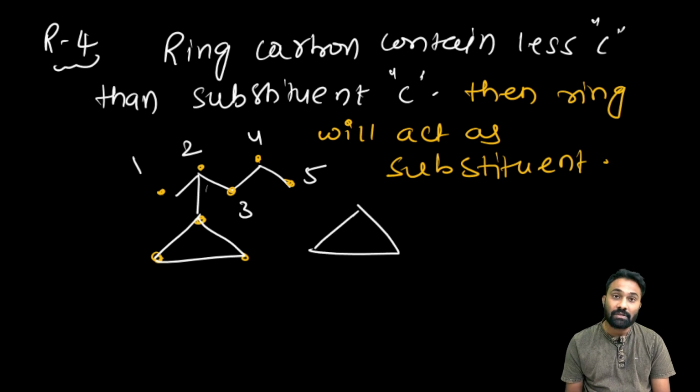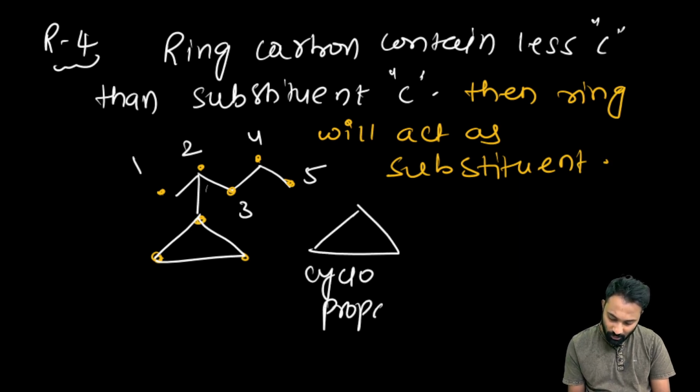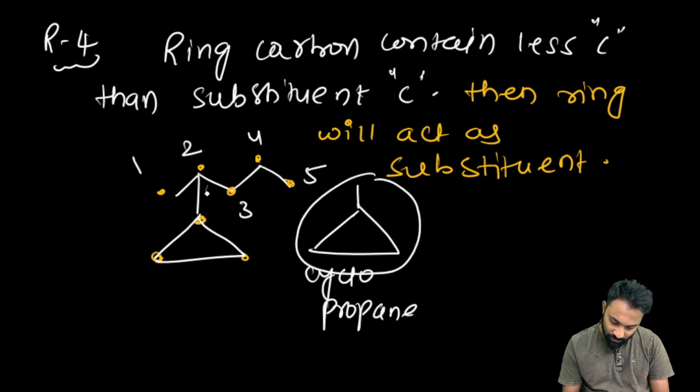Which one is this? Cyclopropane. This is cyclopropane. From this cyclopropane, I removed one hydrogen. Now this group has been attached to the parent carbon chain. You can see it is attached to the chain.